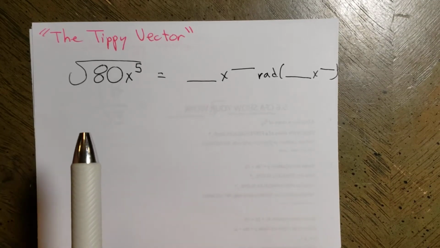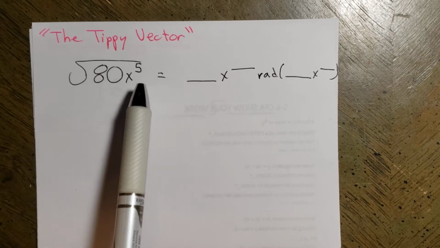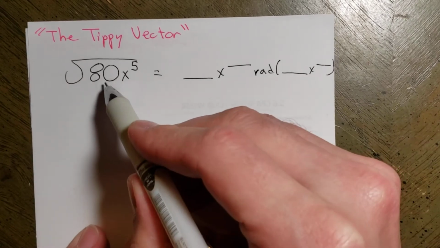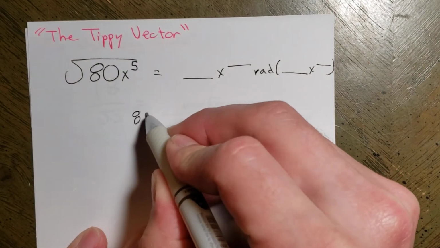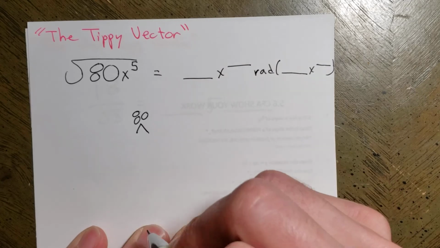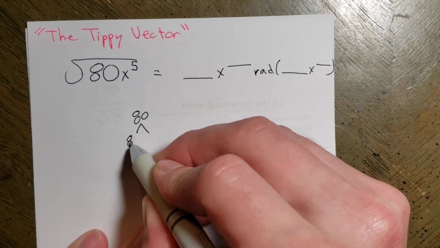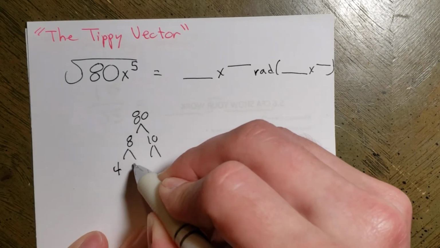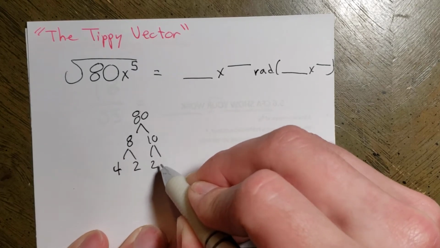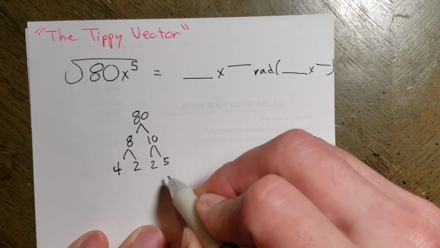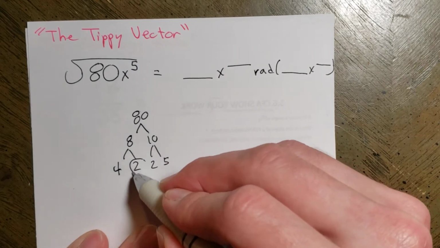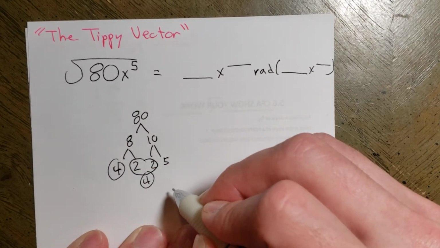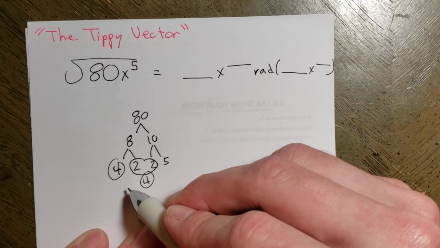Okay, so we got to simplify the square root of 80x to the 5th power. So the first thing I'm going to do is break down the number 80 into a factor tree. I know the number 80 can be broken down into, I don't know, how about an 8 and a 10? And then I could break it down into a 4 and a 2, and then a 2 and a 5. So if I put these 2's back together and make a 4, I have a pair of 4's, okay, which is going to be a 16.